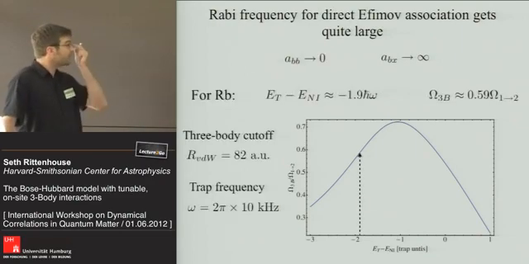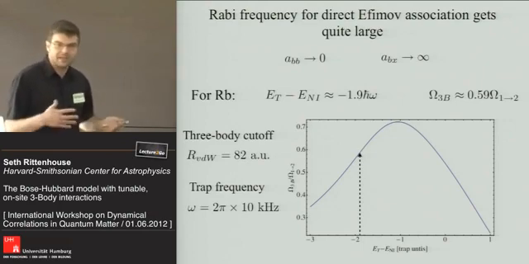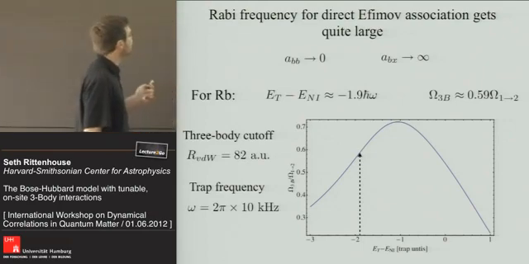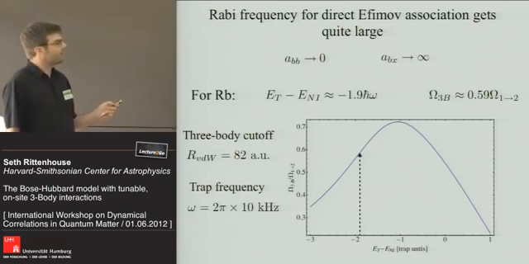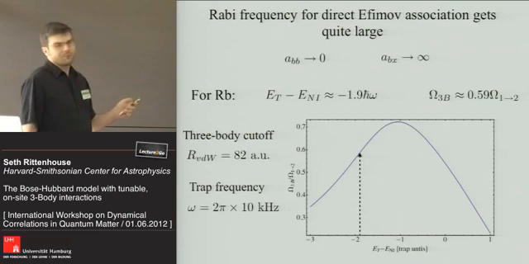And so just to make that a little bit more concrete, if we put in rubidium-85, say, or something like this, there's a van der Waals length of about 82. And I set the three-body cutoff that Chris had talked about to something about that.